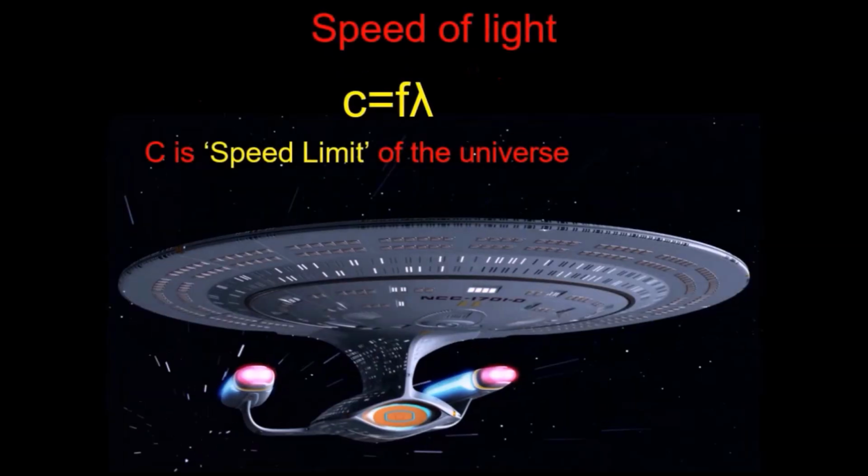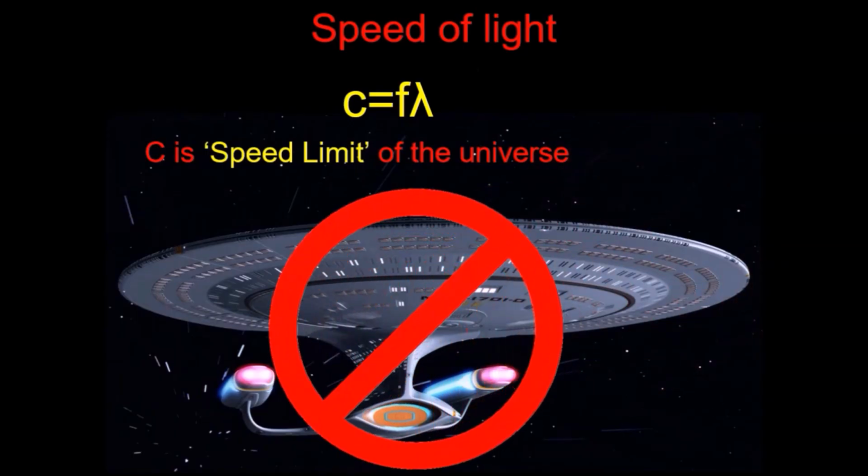Now, as mentioned before, by c equals f lambda, this is the speed limit of the entire universe. So when you are doing calculations, please make sure that your calculations never exceed 3 times 10 to the 8. This does also mean that science fiction spaceships traveling much faster than the speed of light is completely impossible. There may be ways to travel long distances by circumventing that, but you cannot travel faster than the speed of light, or even actually at the speed of light.